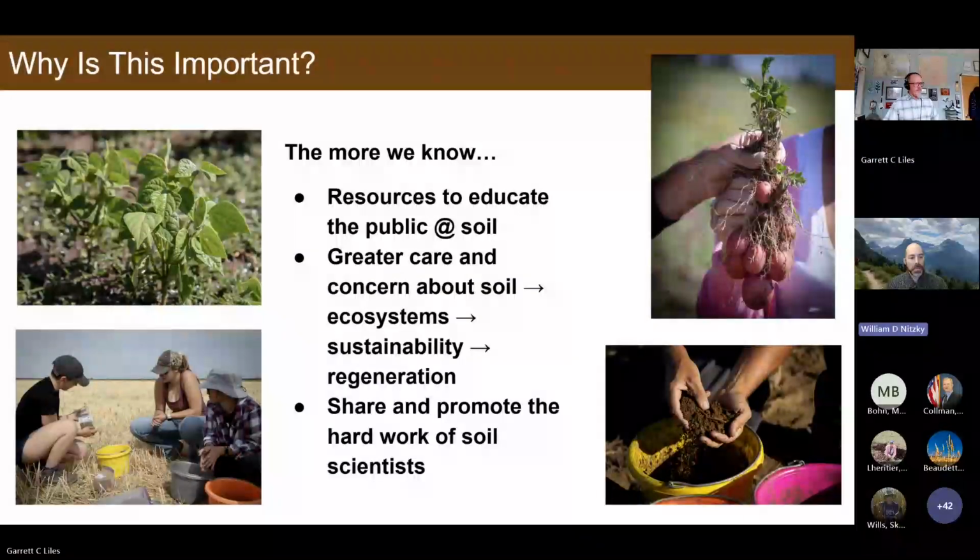Yeah, so what's really important is this idea of resources to educate the public, as we talked about, greater care and concern about soil, which helps us understand more about ecosystems, sustainability, and regeneration, not just regenerative agriculture, but regeneration in a larger scope, and also sharing and promoting that hard work of soil scientists, as Garrett indicated earlier.